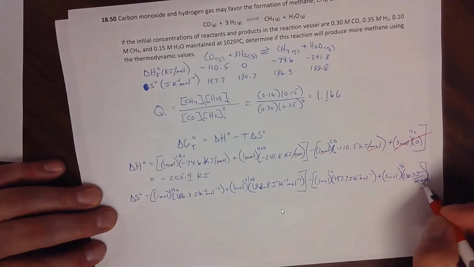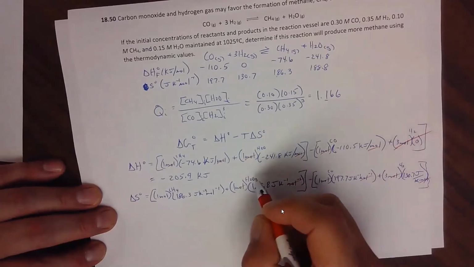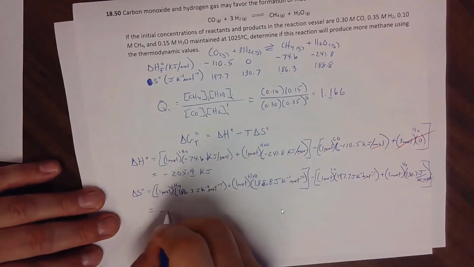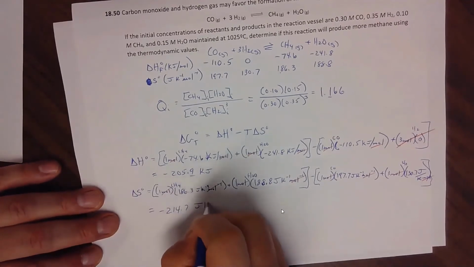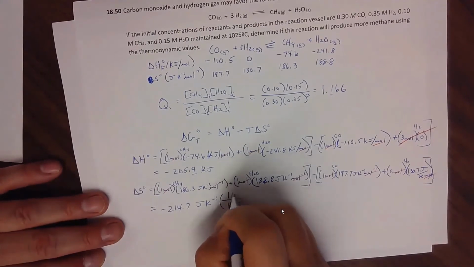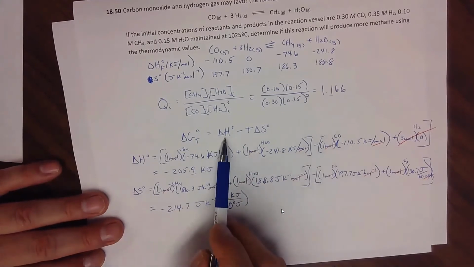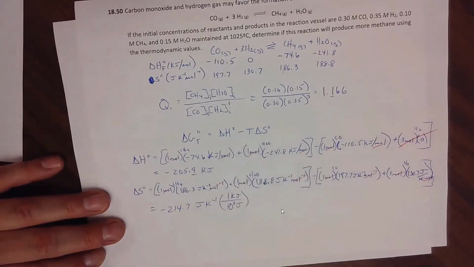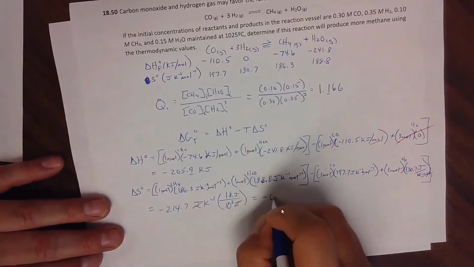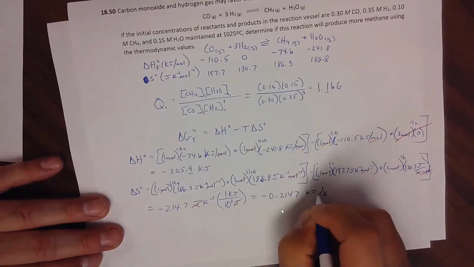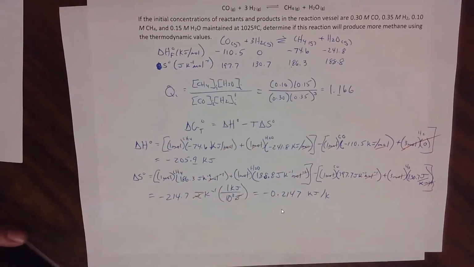So now again, all of the moles cancel. It's going to leave us with joules per Kelvin. Plug that into your calculator. That's going to be negative 214.7 joules per Kelvin. Again, I'm going to need to convert that. So I'm going to immediately divide it by 1,000 because I know this is in kilojoules. So our joules would cancel. And that would give me negative 0.2147 kilojoules per Kelvin. Okay, so that's just what we've always done.